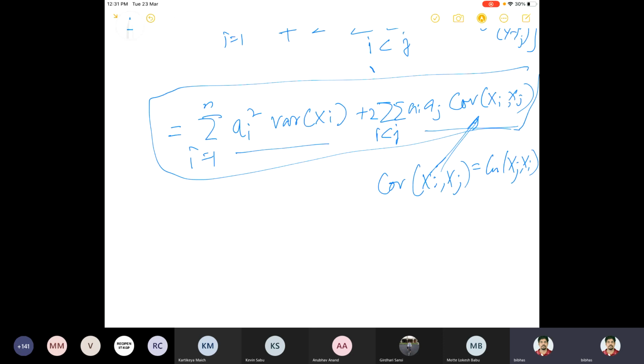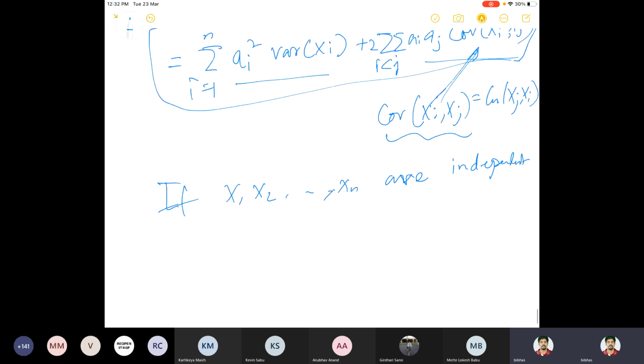Now, when can these values be zero? For example, if x1, x2, xn, these random variables, are independent, then obviously the covariance is zero. So you consider a set of linearly independent, or just independent, random variables x1, x2, xn. And then what will happen?